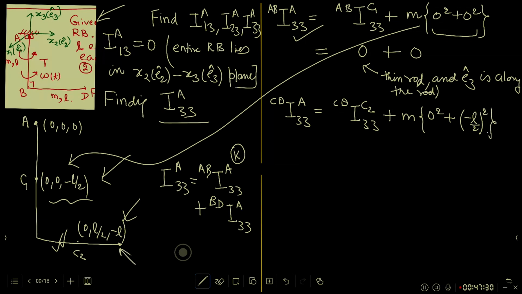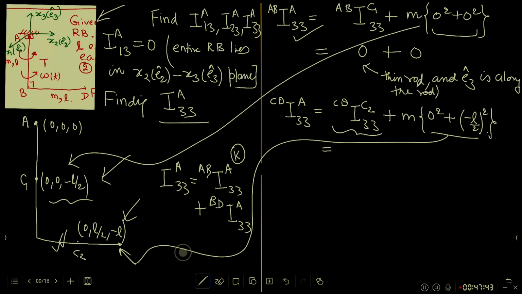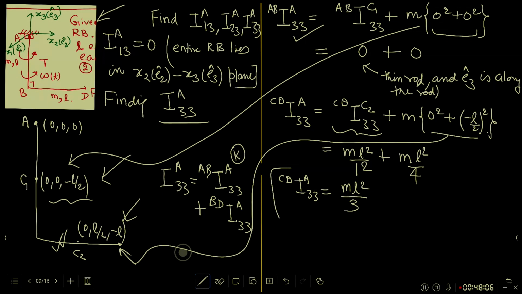Okay. Now what is ICD33 about its own center of mass? That is going to be ml square by 12. So we have this and this, ml square by 4, and that gives me CD IA33 as ml square by 3. Okay, so I have taken care of this. This is actually 0. I have found IA33. Next is to find IA23.